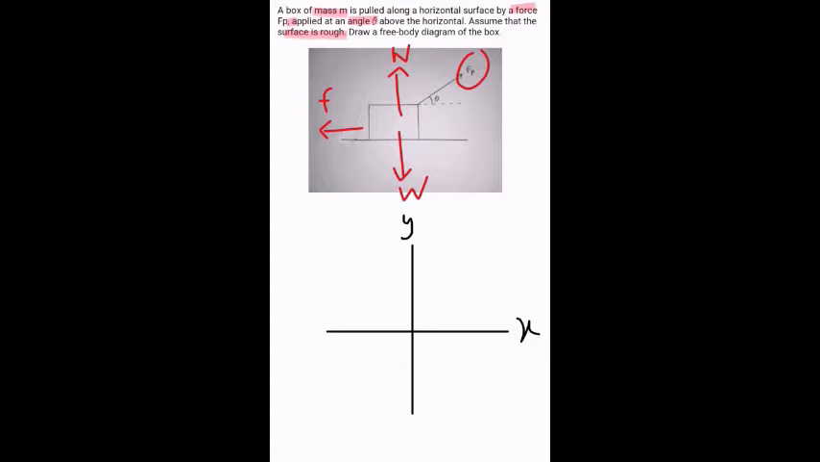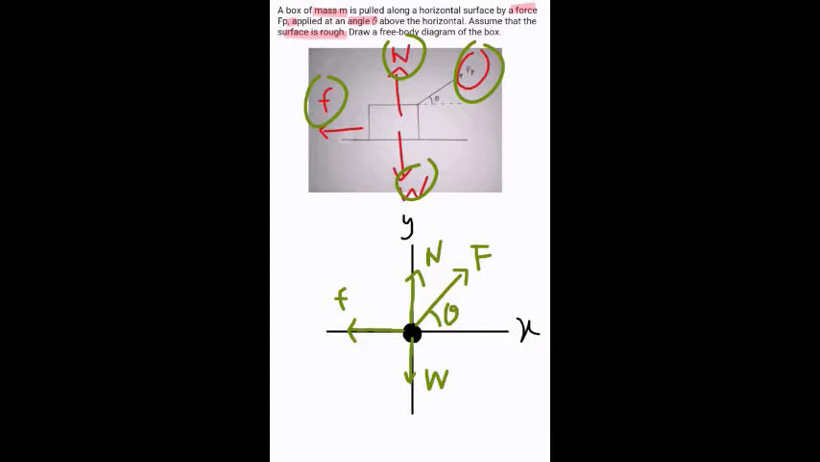For step 3, you need to represent the object as a dot at the origin of the coordinate axes. So here's the dot. And for the last step, you need to draw the vector for each identified force. So based on the diagram, we have friction, weight, normal, and force at an angle theta. And your free body diagram is done. So let's proceed to the next information.